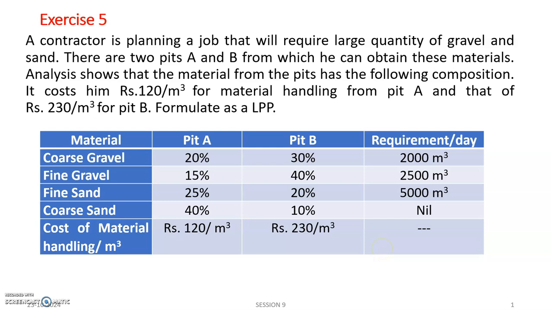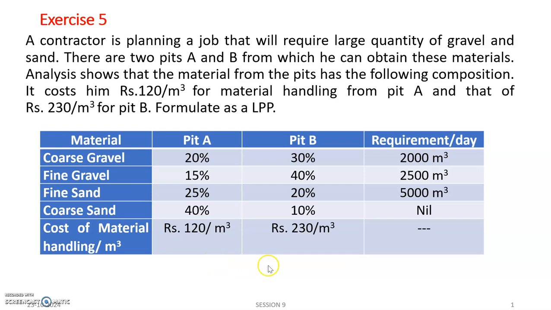Now we'll see exercise number 5, which is yet another interesting exercise. A contractor is planning a job that will require a large quantity of gravel and sand. There are two pits A and B from which he can obtain these materials. Analysis shows that materials from the pits have the composition shown in the table below. It costs him rupees 120 per cubic meter of material handling from pit A and rupees 230 per cubic meter from pit B. Formulate as a linear programming problem.